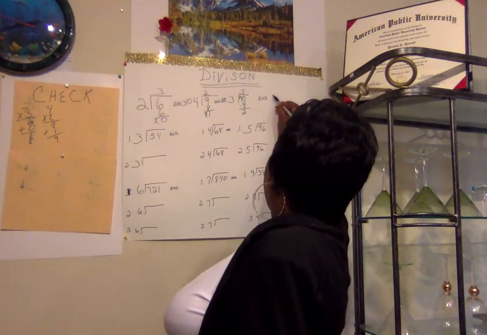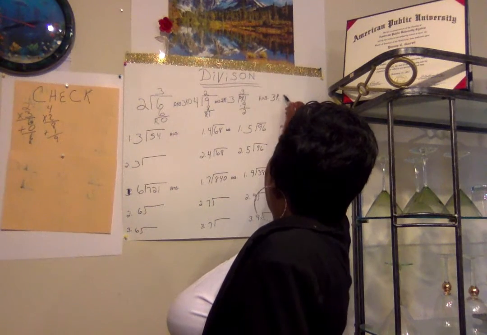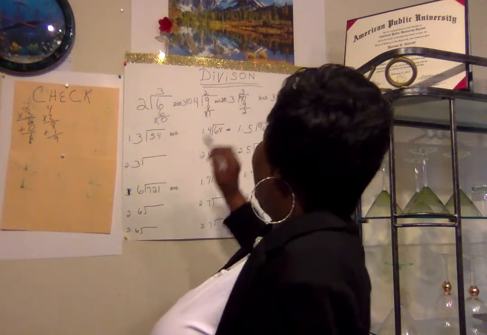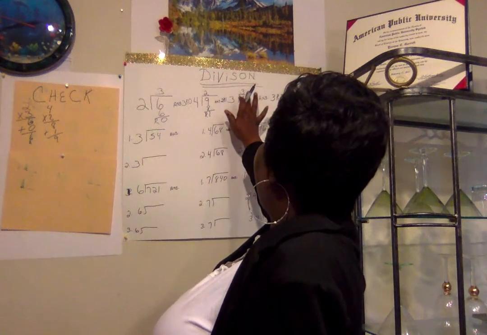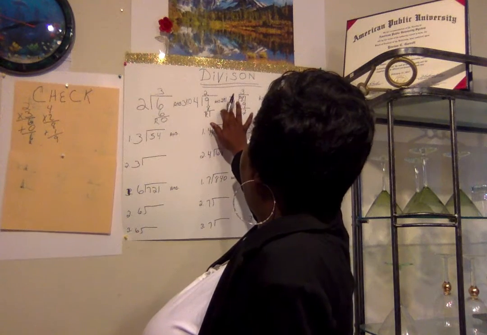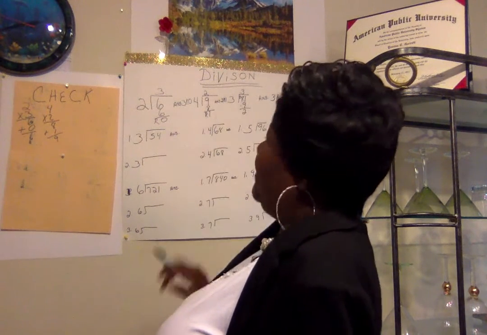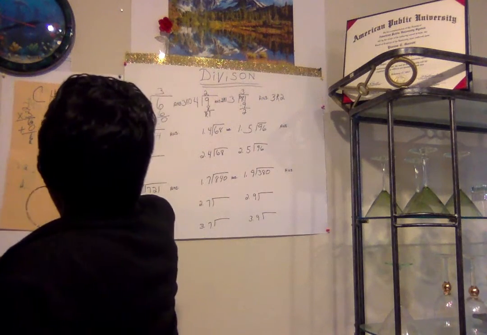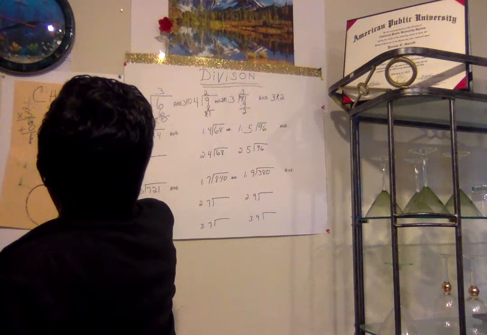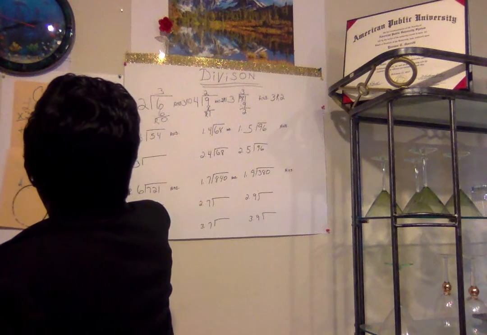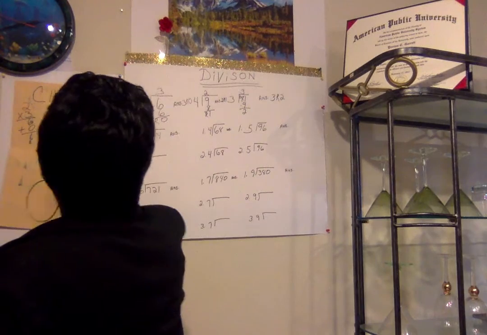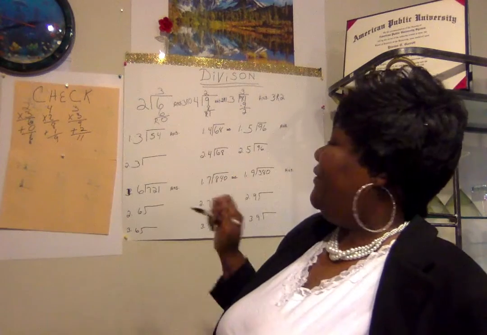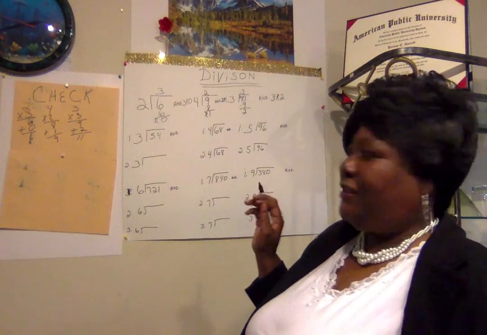So you know your answer is 3, remainder 2. So let's go over here and check. You're going to multiply the number that you divided by, which was 3, by your answer, and add the remainder. So 3 times 3 is 9. The remainder was 2, so plus 2 is 11. And 11 is the number that you were dividing, so you know 11 is correct, and therefore your answer is correct.